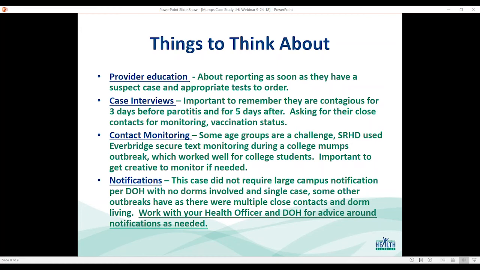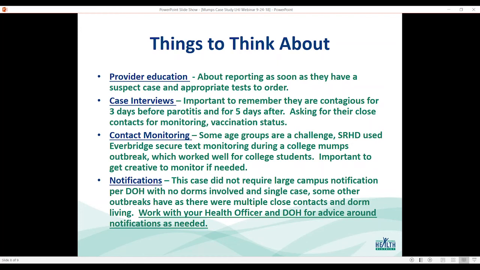For notifications, this case did not require large campus notification per Department of Health with no dorms involved, and it was a single case. Some other outbreaks have, as there were multiple close contacts and dorm living. So work with your local health officer and Department of Health as needed for advice around notifications. Notifications and exclusions are certainly not easy topics.